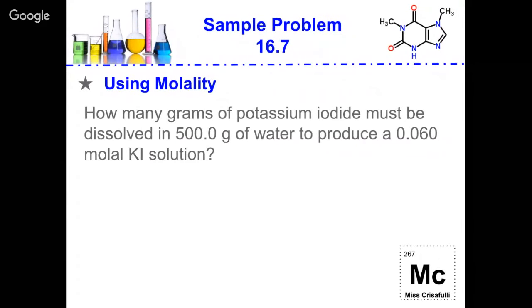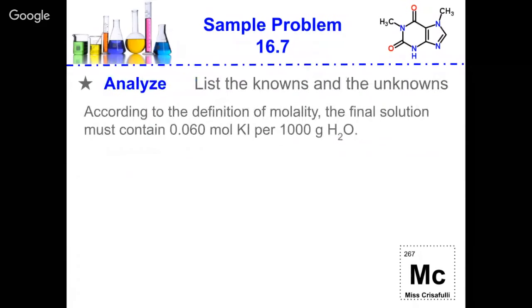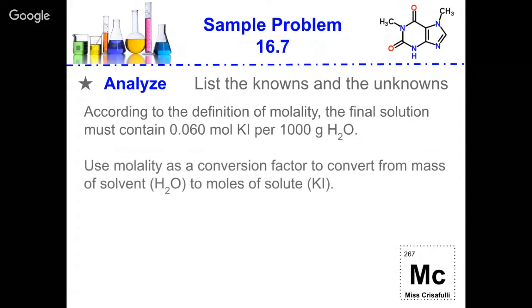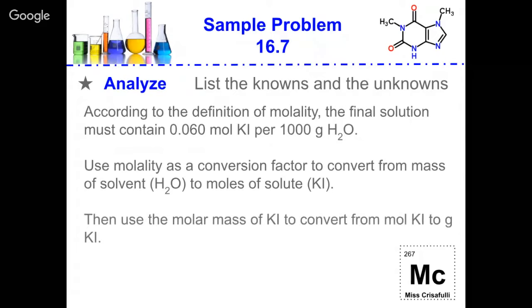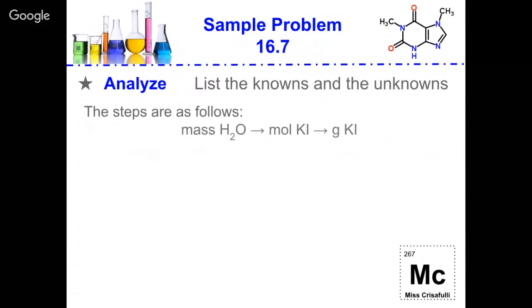How many grams of potassium iodide must be dissolved in 500 grams of water to produce a 0.060 molal potassium iodide solution? According to the definition of molality, the final solution must contain 0.060 moles of potassium iodide per 1,000 grams of water. We're going to use molality as a conversion factor to convert from mass of solvent to moles of solute. Then we're going to use the molar mass of potassium iodide to convert the moles of potassium iodide to grams. So we're going to go from mass of H2O to moles of KI to grams of KI.